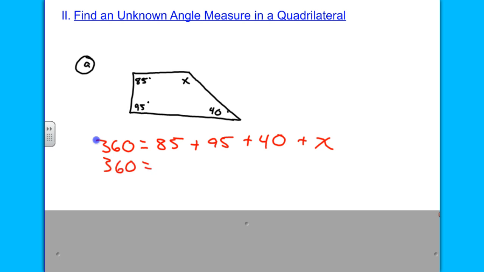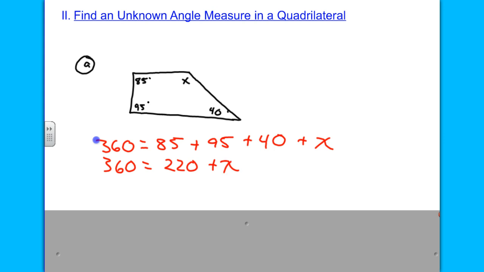85 plus 95. Do you see if I take this 5 away from the 95 and put it over here, it's like I have two 90s, right? What do two 90s add up to? 180. And then I'm adding 40. Can anyone do that in your head? 180 plus 40 is 220. Good. So we have 220 plus x.